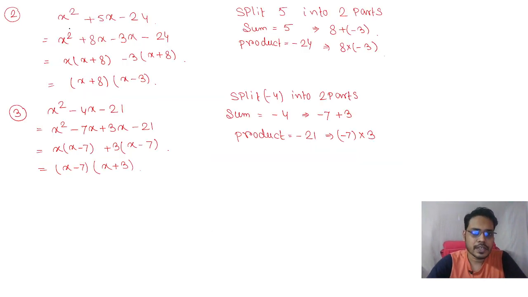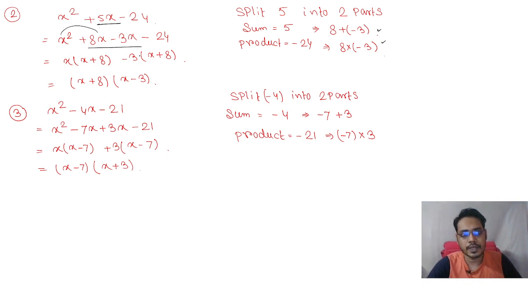The second one is x square plus 5x minus 24. Now you have to split 5 in such a way that the sum of the two parts will be 5 and the product will be minus 24. How? For 5, we can write 8 minus 3 is 5. Okay, and 8 into minus 3 is minus 24. So in that way we split into two parts, that is 8 and minus 3. Now instead of 5x we write 8x minus 3x. So from the first two parts take x common, so it will be x plus 8.